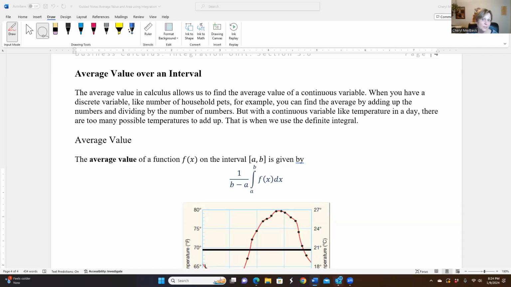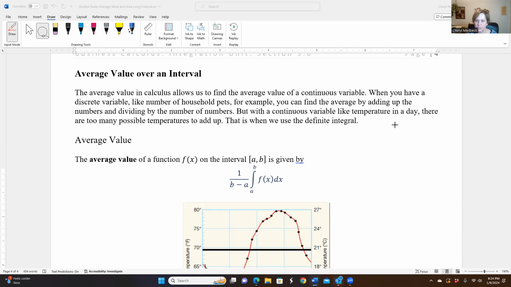In this video, we are going to be looking at the average value over an interval. The average value in calculus allows us to find the average value of a continuous variable, which is different than a discrete variable. When you have a discrete variable, like the number of household pets, for example, you can find the average by adding up the number of pets in each household and then dividing that by the number of households, right? But with a continuous variable, like temperature in a day, there are too many possible temperatures to add up.